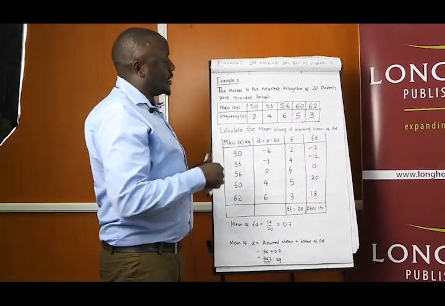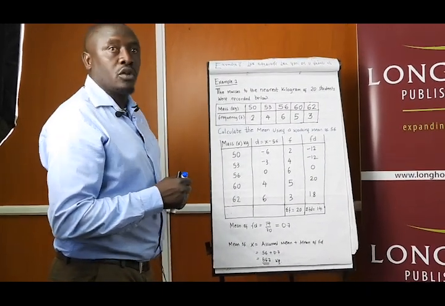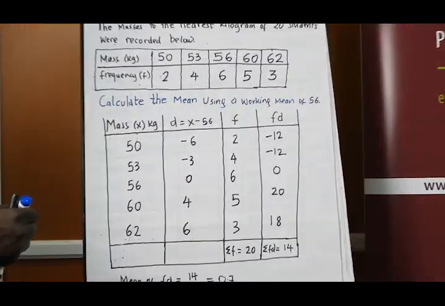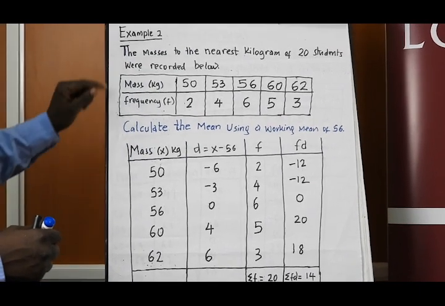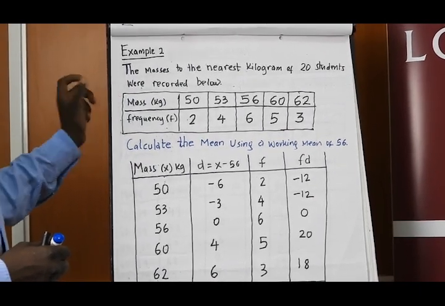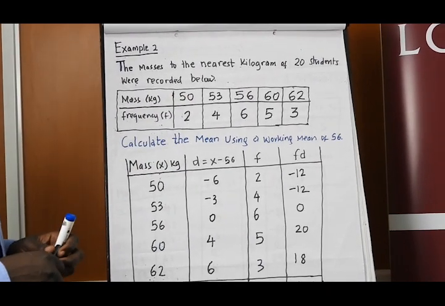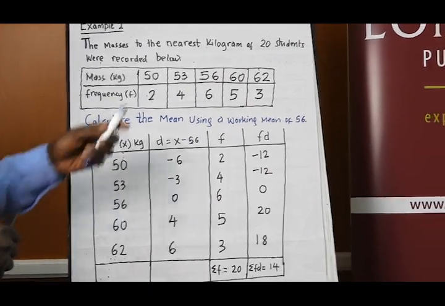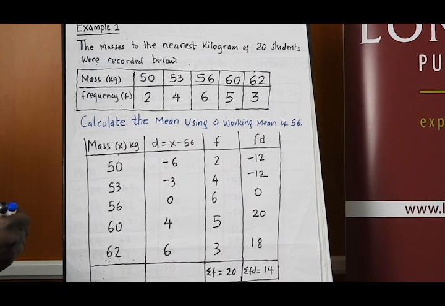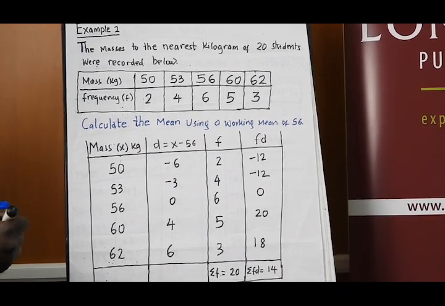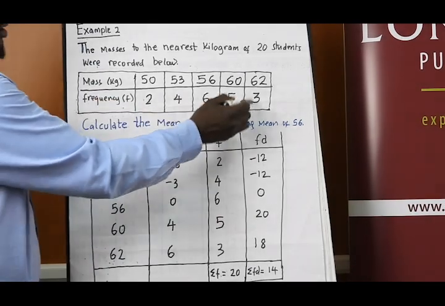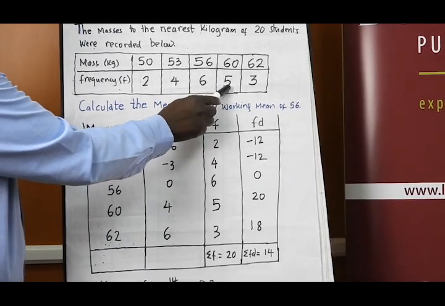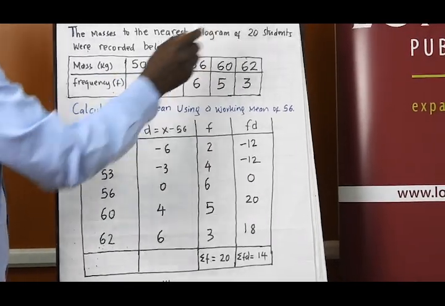Example 2 is slightly different from example 1, because in example 2, we have, for example, the masses to the nearest kilogram of 20 students recorded below. The first 2 students have a mass of 50. The next 4 students have a mass of 53. The next 6 students have a mass of 56. The next ones have a mass of 60. And the last ones have a mass of 62. When you add all these, they should give us 20 students. So 2 plus 4, 6. 6 plus 6, 12. 12 plus 5, 17. 17 plus 3, 20. That's the number of students.